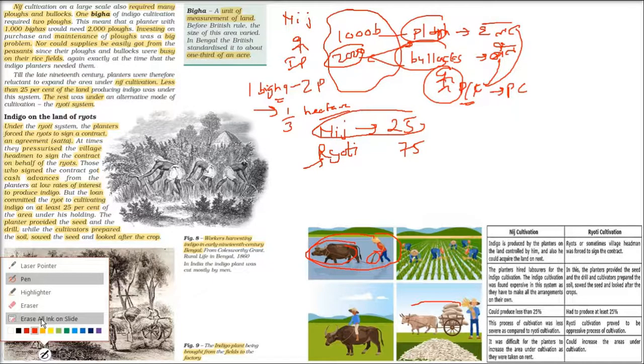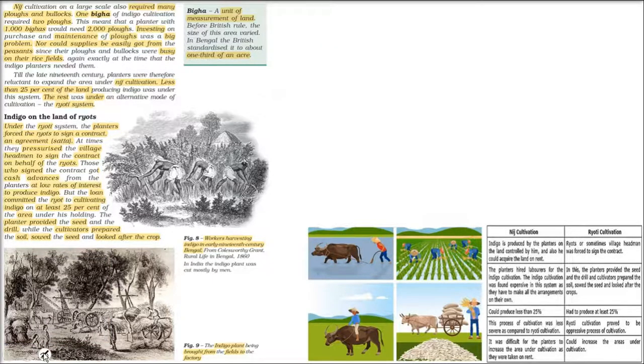Let us see the Rayathi also. We need to understand Rayathi also. I have given a difference of Nij and Rayathi, if you see on the lower right corner. Let me tell you about Rayathi. Now under this system, the planters persuaded and forced the Riots. Who are Riots? They are Kisan, they are peasants, they are farmers.